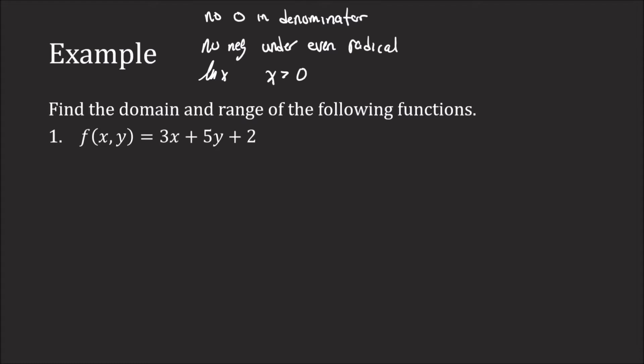So we have no restrictions here, right? So there are no restrictions on the domain. So the domain would be the set of all points in the plane. Another way of writing it would be the set of all x y such that x is a real number and y is a real number.